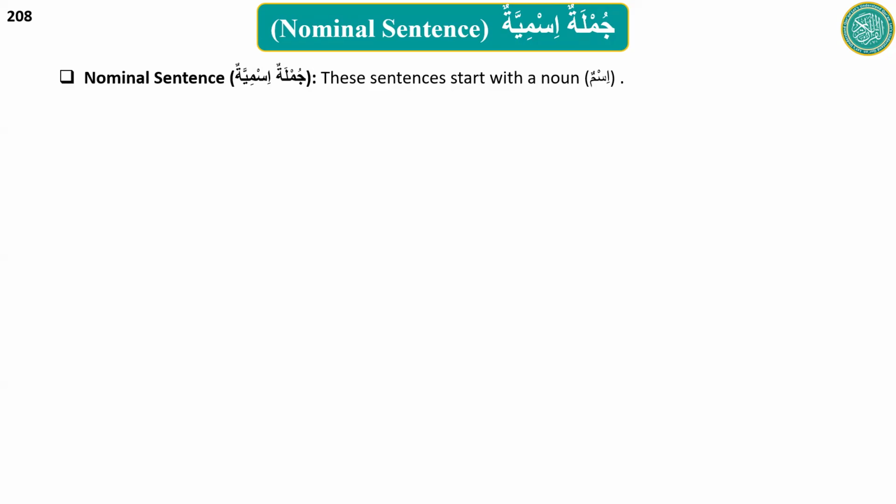So yesterday we finished the study of Jumla Fi'liya, verbal sentence. And now we are going to start the second type, which is Jumla Ismiya. And in English we can say it is nominal sentence. And as we already know, Jumla Ismiya are the sentences that start with an ism. Jumla Fi'liya were the sentences which start with a fail.